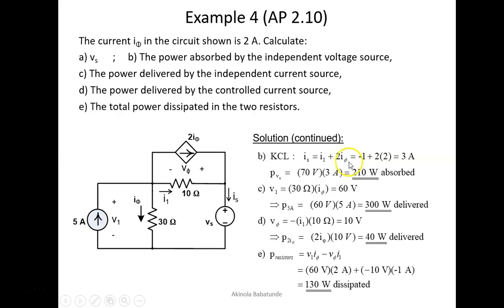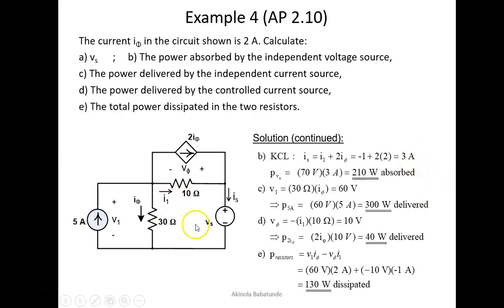We do know the value of our Iφ to be 2. We know the value of our I1 to be minus 1 as calculated and given in the question. Then when we substitute both of those in the equation for IS, IS becomes 3 ampere. So we have found IS. The current flowing into the voltage source is equal to 3 ampere.